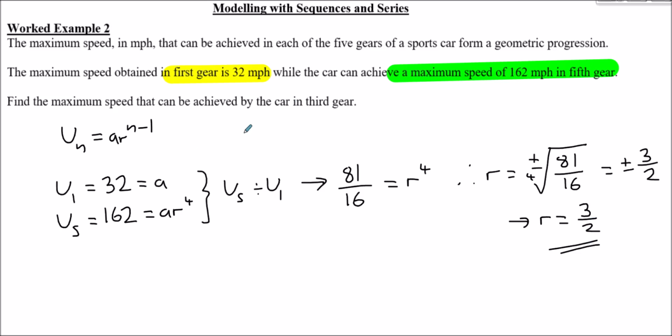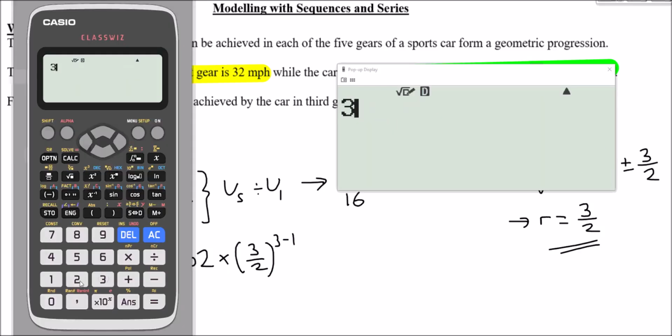So for third gear, that's when U is 3, the third term rather, that's going to be the first term, a, which is 32, multiplied by the common ratio, which we now know is 3 over 2, to the power of 3 minus 1, which if you want to just put squared is absolutely fine. But now we can work this one out. So 32 times 3 over 2, all in brackets, to the power, just put 2, get 72 miles per hour.